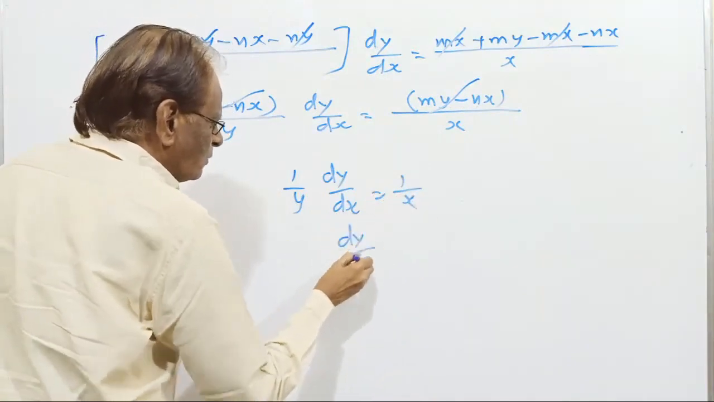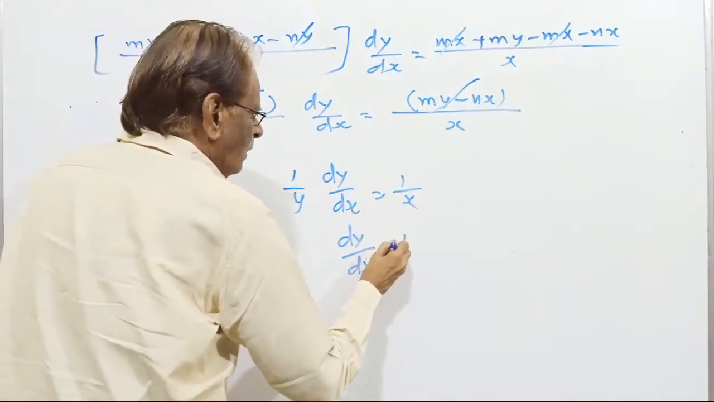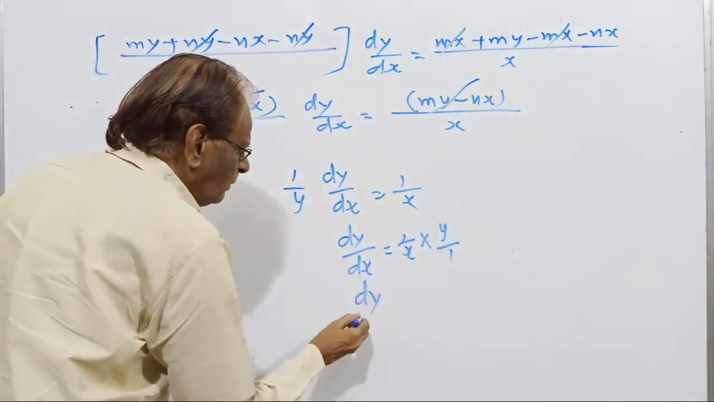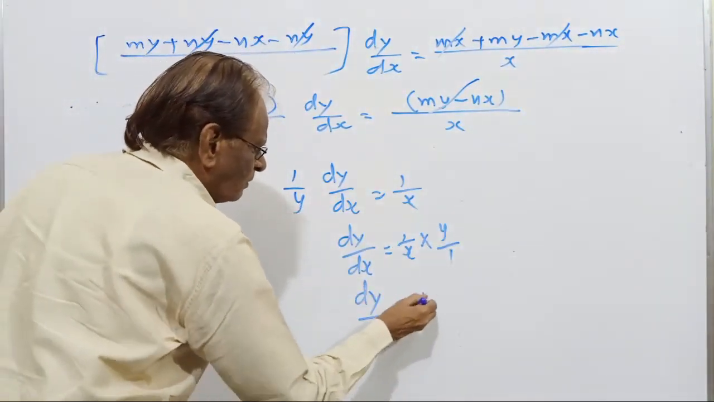So dy by dx equals 1 by x times the reciprocal, y by m. Therefore, dy by dx equals y by x.